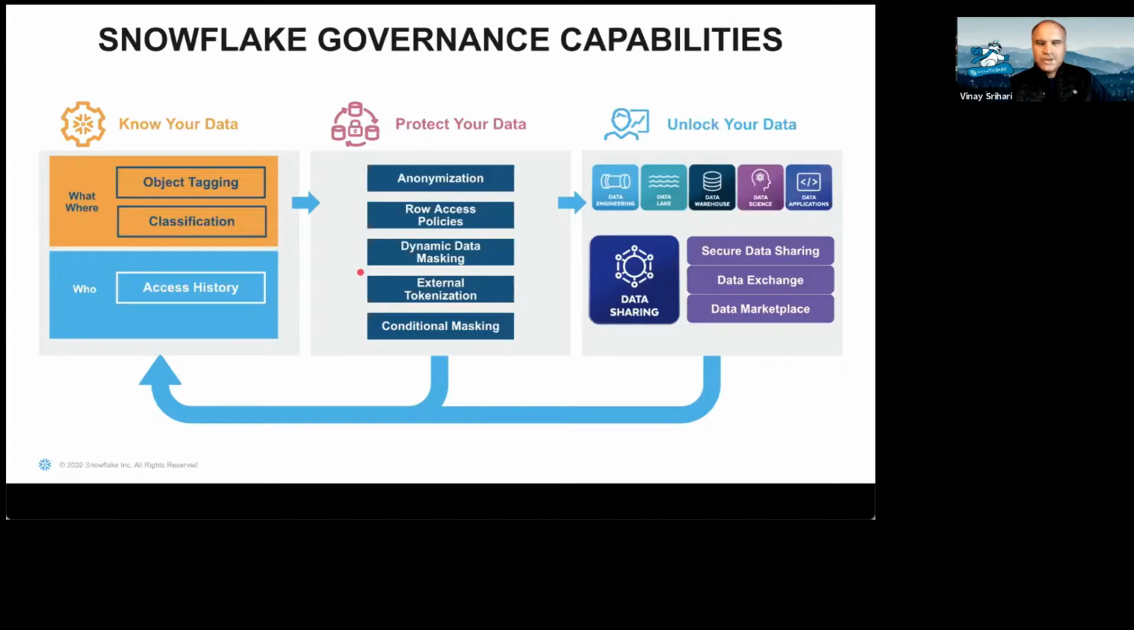And then having done all that, you still want to be able to share the data. And that's where secure data sharing and some of the marketplace and exchange technologies we've talked about come in. So this is again platform and content. That's where we think we can have the most value, and this is where we are. It's what we're hearing from our customers.